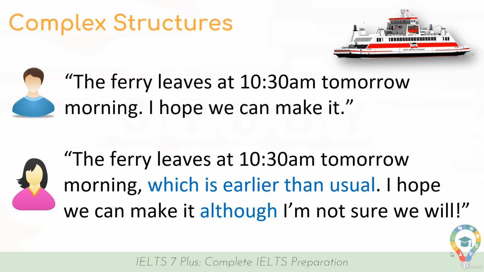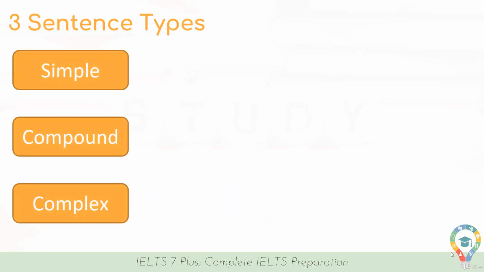Now let's take a look at the three main sentence types that you should be using in the IELTS speaking test. We have a simple sentence, a compound sentence, and a complex sentence. A simple sentence has one clause. Now I should explain what a clause is, and quite simply a clause is one piece of information. So we can see that in this example, a simple sentence has one clause. There is only one clause there.